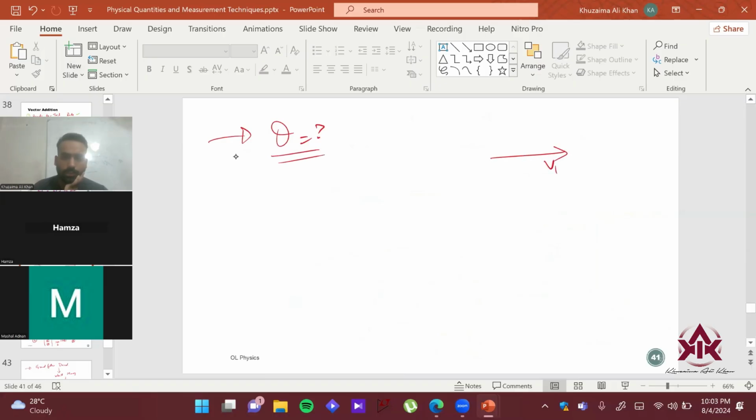ठीक है, this is v1, this is v2, and this is resultant vector R, and this is the theta. ठीक है, you know how to find R now. You want to find theta. This is 90 degree. So what property can I apply over here to find theta? Anyone?